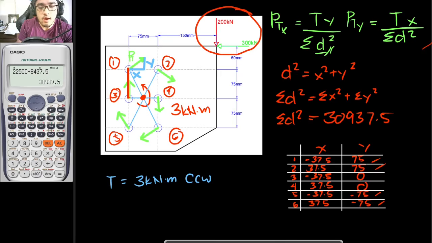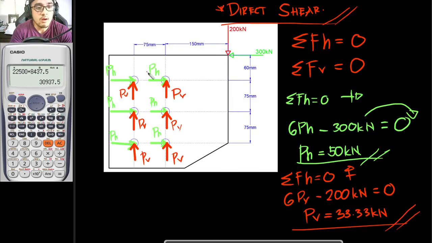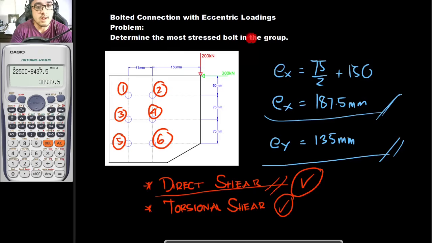So now that we have this value right here already, and we also have this value right here, which is T, we would now be solving for the x and y components of this system. If you want to do it the long way, you would be solving for each and every one of these x and y components of these forces, and adding them here for you to know the critical, I mean the most stressed bolt in the group.